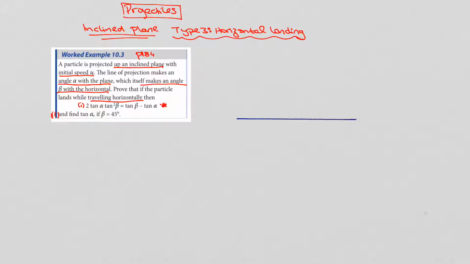So we have our inclined plane. And what do we know about the inclined plane? Well, it's making an angle beta with the horizontal. We have a particle that is projected up into the air, with an initial velocity of u meters per second. Now, when its trajectory is going through the air, it lands so that it is horizontal to the ground.